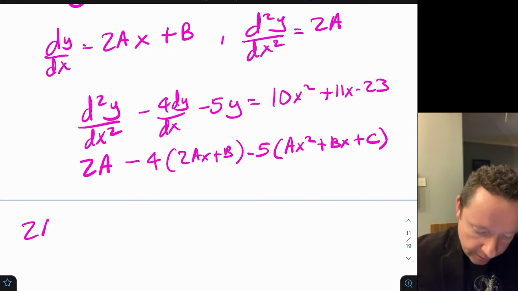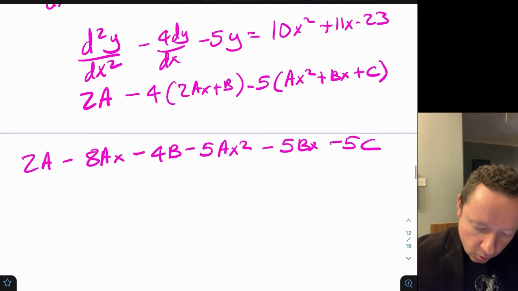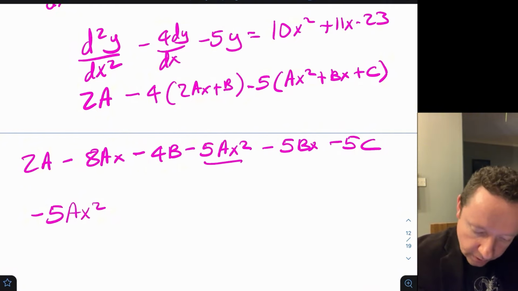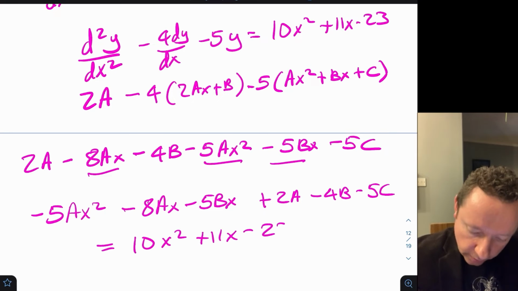That gives us 2a minus 4 2s are 8ax minus 4b minus 5ax squared minus 5bx minus 5c. Putting it all in the right order, you'll have minus 5ax squared. That's that one done. Then minus 8ax minus 5bx. That's that one done and that one done. Plus 2a minus 4b minus 5c, and we're going to equate that to 10x squared plus 11x minus 23.